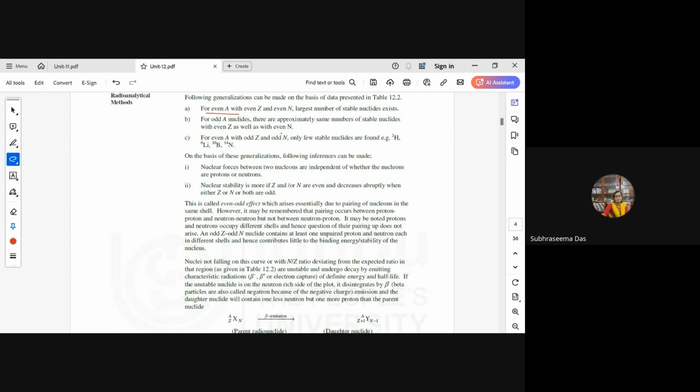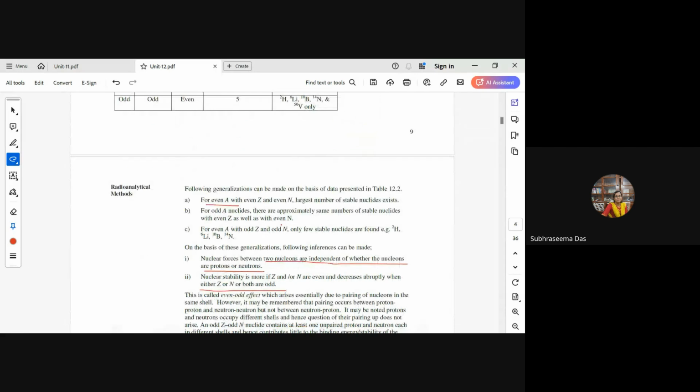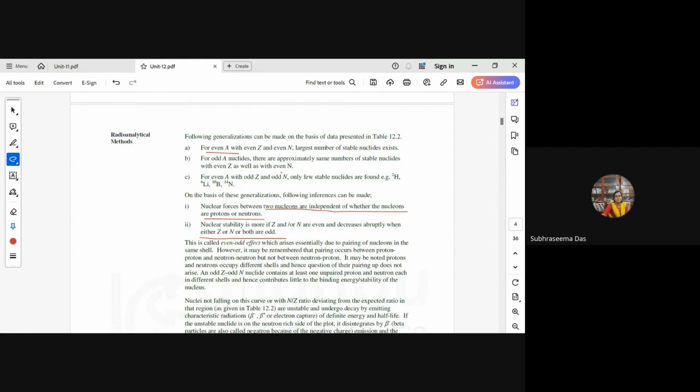First, the nuclear forces between two nucleons are independent of whether the nucleons are protons or neutrons. That is, the nuclear forces are independent of the type of the nucleons. The nuclear stability is more if Z and/or N are even, and it decreases when either of them is odd or both are odd. So in general we call it the odd-even effect.